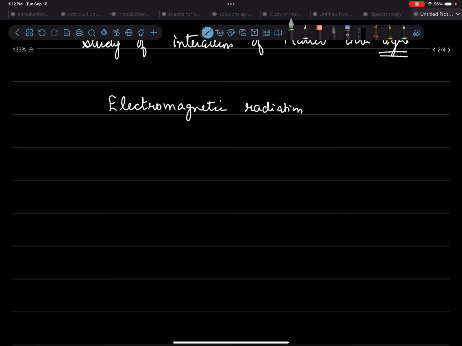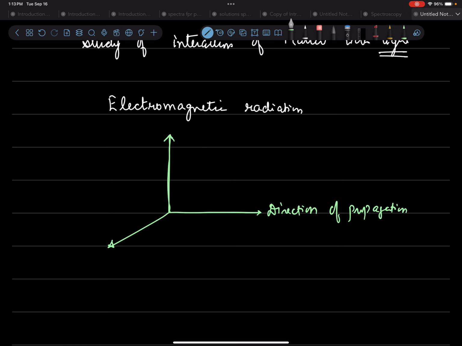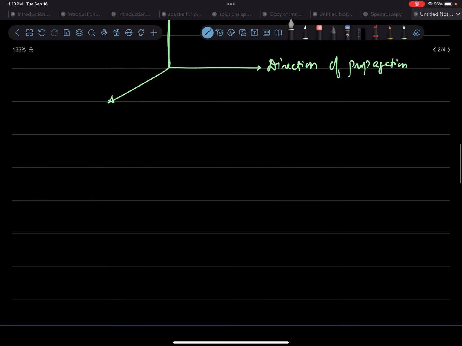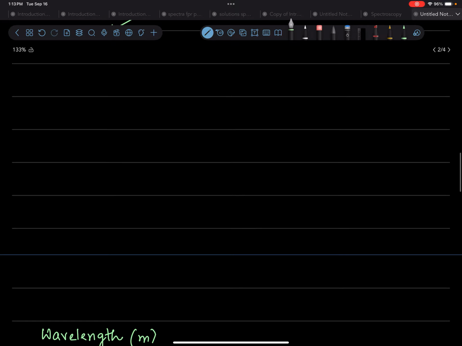Now, what is the meaning of electromagnetic radiation? It is radiation which has an electric component and a magnetic component, which are perpendicular to each other as well as perpendicular to the direction of propagation. Suppose you imagine it to be a corner of your room: the electric vector is on this side, the magnetic wave is on this side, and this is the direction of propagation of the wave. So electromagnetic radiations have two components, electric and magnetic, and they're perpendicular to each other.